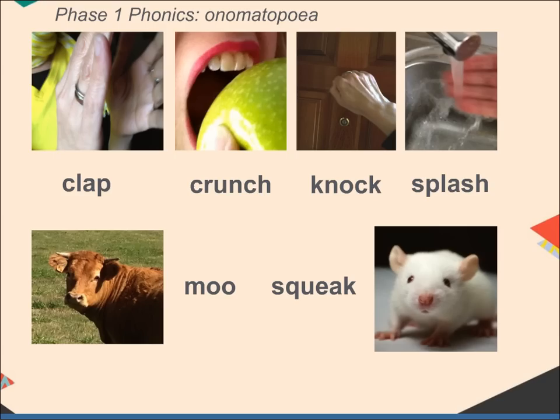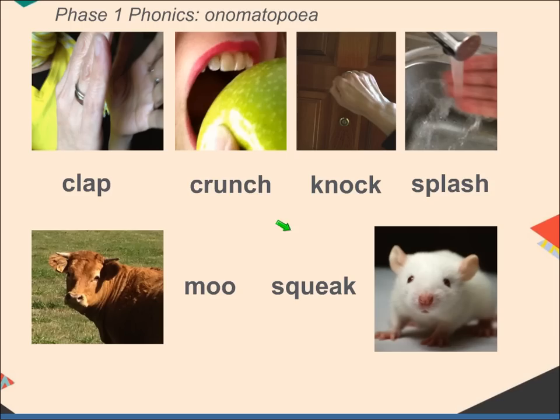Okay, so we can learn a lot about the language. In your own language, these onomatopoeic words will probably be different, even though the sounds are the same, because we interpret the sounds through the phonemes of our own language. There are a lot of interesting things that we can learn by looking at onomatopoeic words, and you will see, for example, that the short vowel sounds here are represented with one letter, clap, crunch, knock, splash, whereas the long vowel sounds are represented by two letters together.